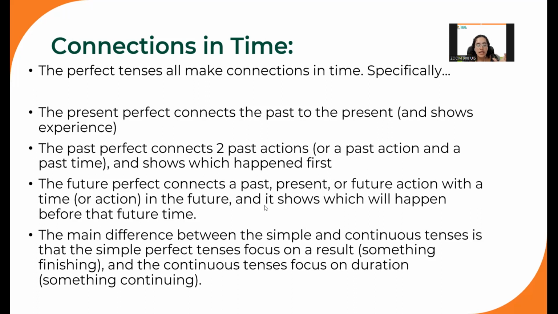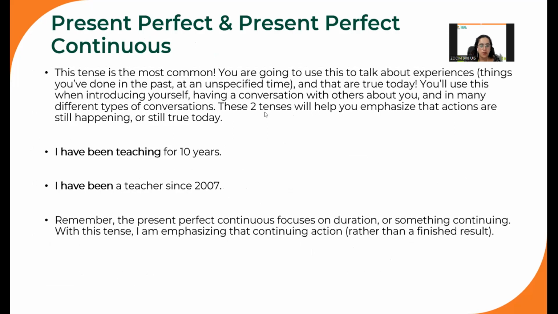And here we have a short clarification: the difference between the simple and continuous tenses is mainly that the simple perfect tenses focus on the result, okay, when something has already finished, versus the continuous tenses, which focus on duration, okay, the continuation or the duration of an activity or an action. This is the main difference between the simple and the continuous form. Okay, so let's review one by one very briefly, and then you can do the practice, okay?